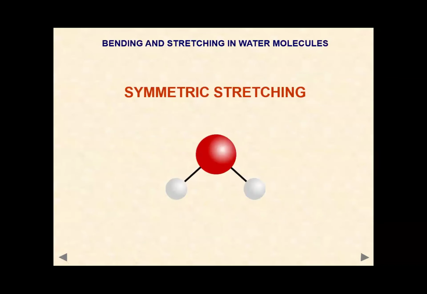Now have a look. So this is symmetric stretching. Can you see that both the bonds are stretching down? So this is called symmetric stretching. The red ball is actually the oxygen and the white balls are the hydrogen. And this is the diagram of the water molecule. Is it clear? Symmetric stretching is clear? Yes. Good. Now comes the asymmetric stretching.